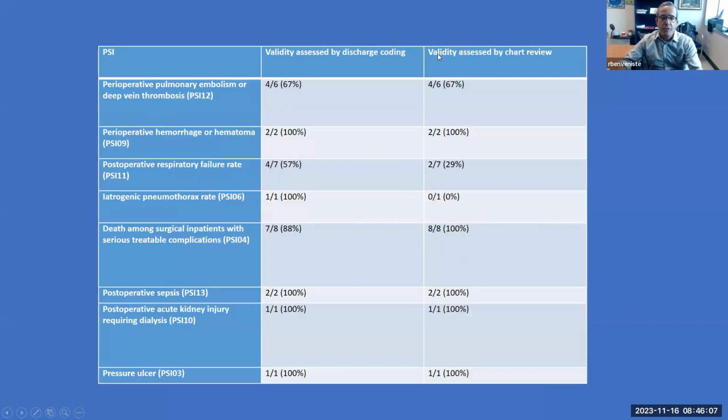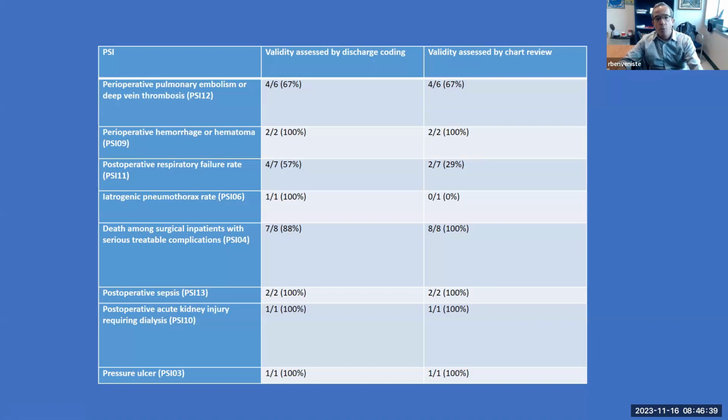Okay, so now looking at validity or accuracy based on chart review, for the neurosurgical patients, surprisingly, most of these were pretty accurate. Again, small numbers, so it's hard to make good statistical criteria. Death, of course, tends to be pretty accurate because patients are either alive or dead. Respiratory failure, not so accurate. DVT, pulmonary embolus, not so accurate. And again, small numbers of patients, so for a single center study, limited value.